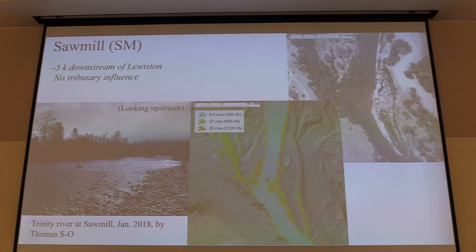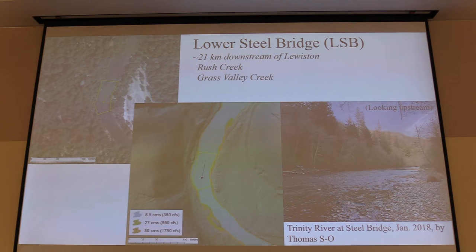And this is a digital elevation model just to emphasize the fact that Sawmill is a bit more complex in habitat or in refugia for juveniles under peak discharge events. So during those experimental pulses, juveniles may have a larger range of habitat in the form of wetted off channels or just these sidebars that they can seek refuge during increased velocities of our experimental pulses. Whereas our downstream site, Steel Bridge, is a prime example of that channelization impact where the vegetation in the form of alder and willow come right up to the channel. It's approximately 21 kilometers downstream, and like I mentioned earlier, it's influenced by both Rush Creek and Grass Valley Creek tributaries.